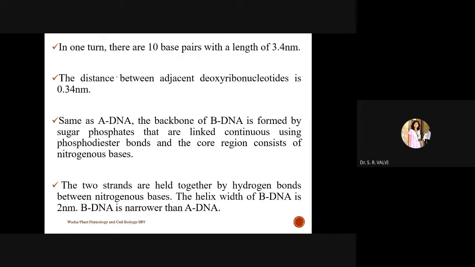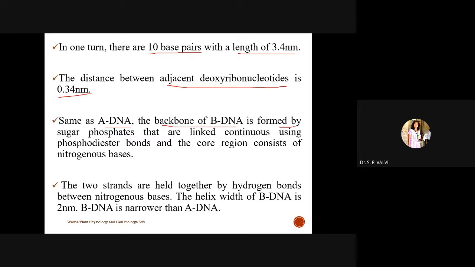Now, in one turn there are 10 base pairs. In the case of A, how many did we observe? 11. Here in the case of B, it is 10 base pairs with a length of 3.4 nanometer, whereas in the case of A it was 2.8. The distance between adjacent deoxyribose nucleotides is 0.34 nanometer. How much is the distance between two nitrogenous bases? It is 0.34 nanometer.